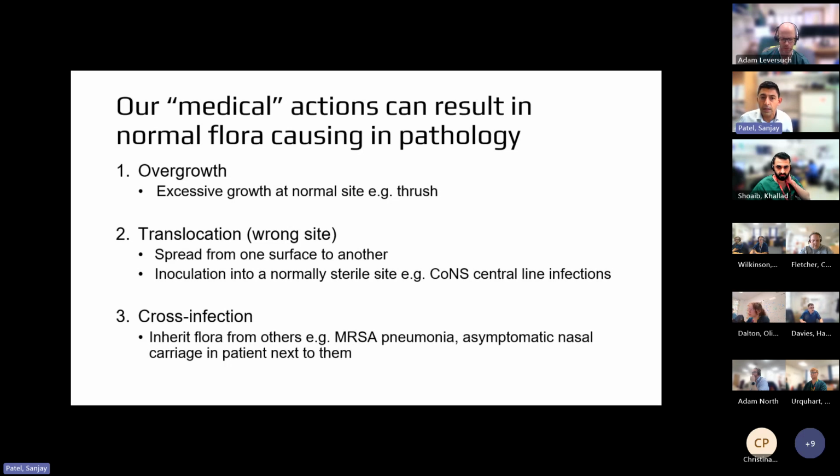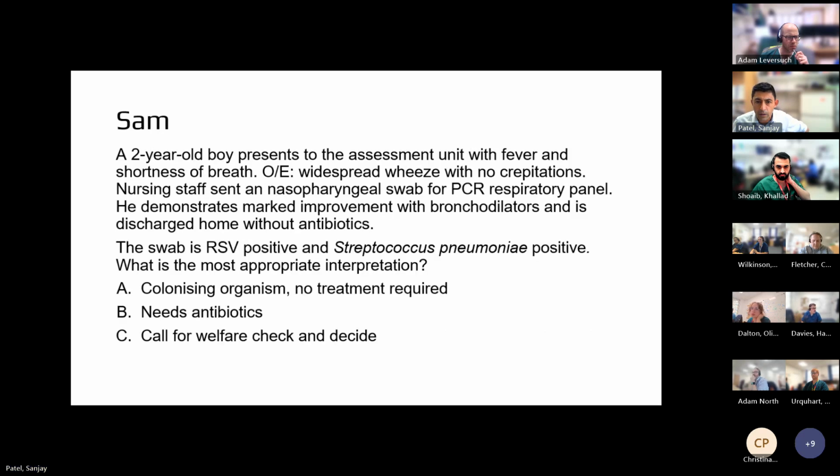And that results in one child's normal flora becoming abnormal flora in another, because the child that's now got it from the other one has just had surgery, and it results in a wound infection with MRSA or a resistant gram-negative infection. So lots of reasons for that.